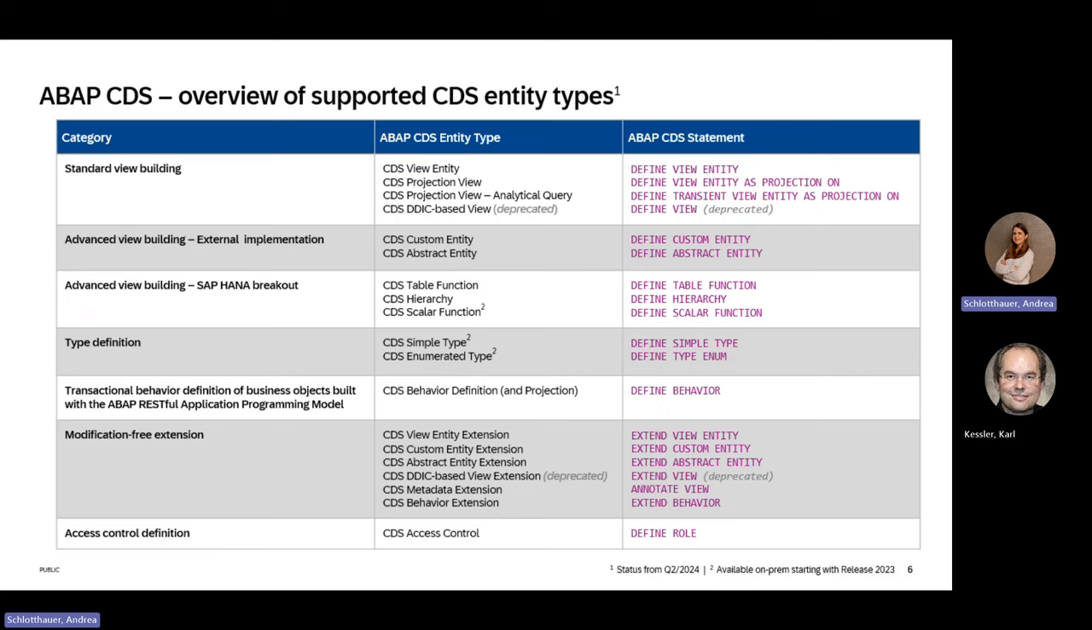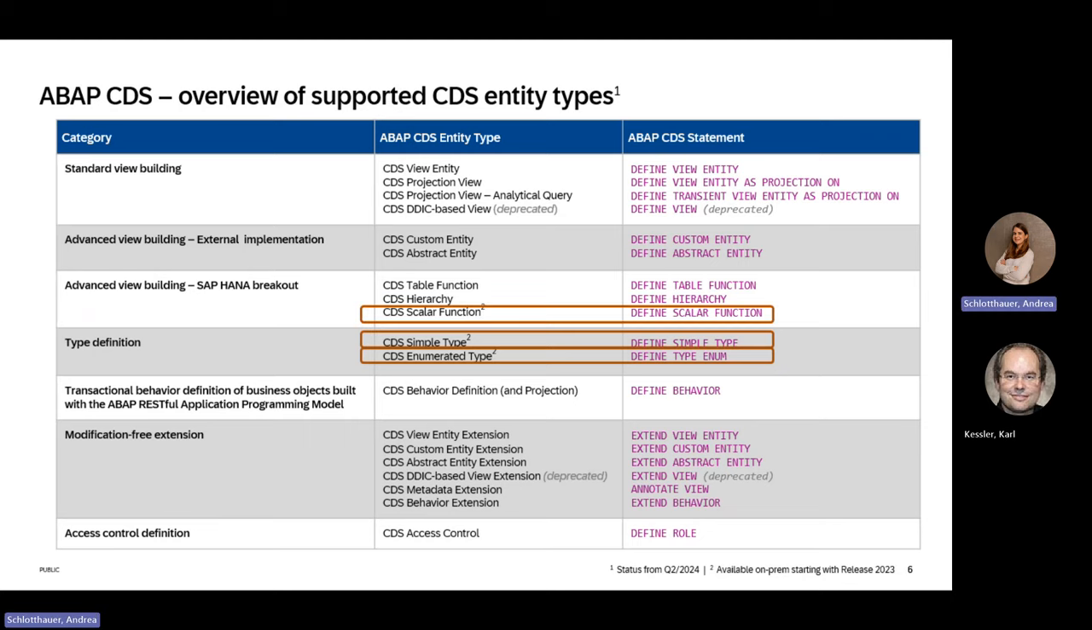And we just want to give you a brief overview of the supported CDS entity types organized by their category. So ABAP CDS started out with CDS views, but over the years has gained various improvements such as table functions, hierarchies. You can extend view entities and other entities with modification-free extensions. But I'm sure you know all of that, and that's why you're here. You want to know the new stuff. So today we're going to be talking about CDS simple types, the enumerated types, and the scalar functions, and we've highlighted those here.